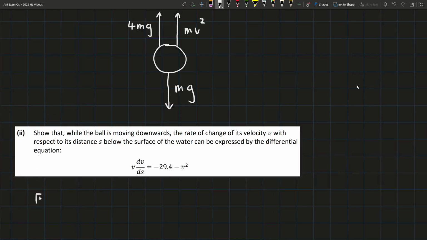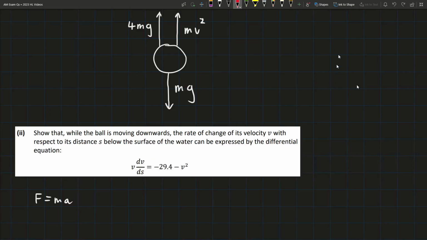So remember F equals ma, and that's going to be the sum of all the forces. Now we have two options. We can take downwards to be positive or upwards to be positive. We're going to take downwards to be positive, but let's see why. In the equation we're given, v dv/ds is the same as acceleration, a. And that's going to be negative, because v squared will always be positive, and with that minus 29.4, it's a minus and a minus, so it's always going to be negative.